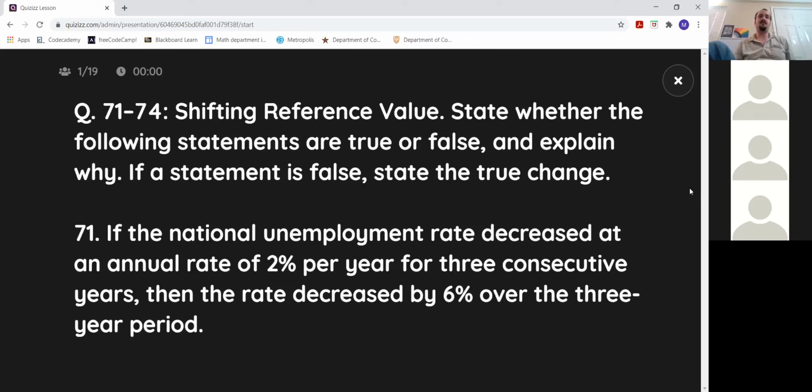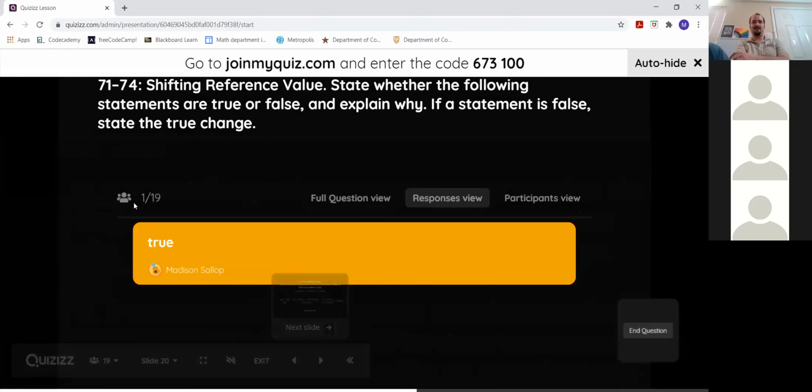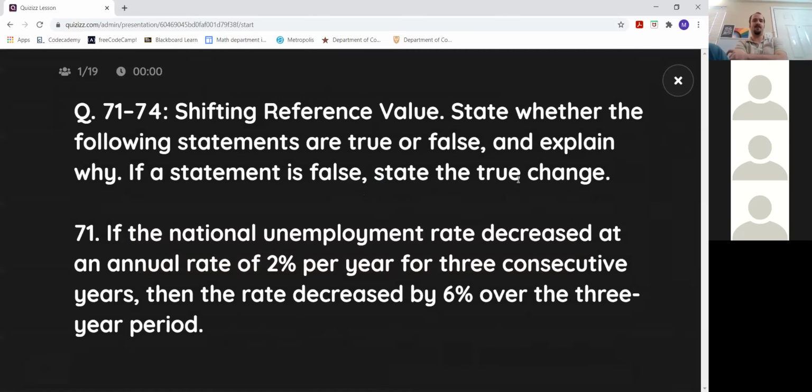I got to know why or why not. Why are you thinking what you're thinking? If you're saying true, you're probably thinking it's going down by 2% each year for a total of 6%, right? 2% each year for 3 years. 2 times 3 is getting the 6%. Is that true? And this is a big hint, shifting reference value.